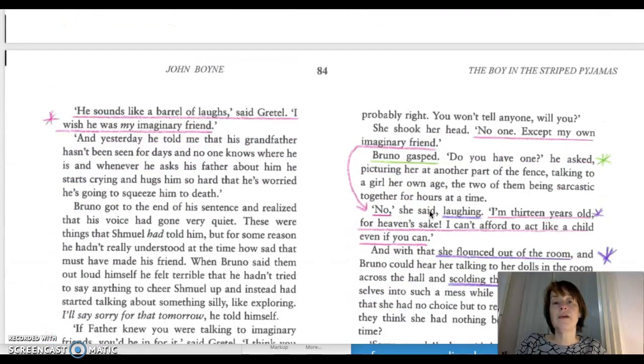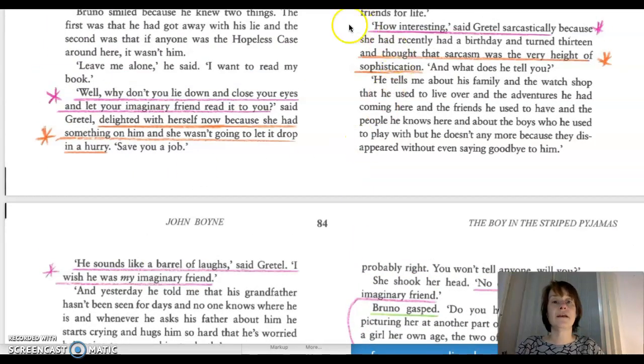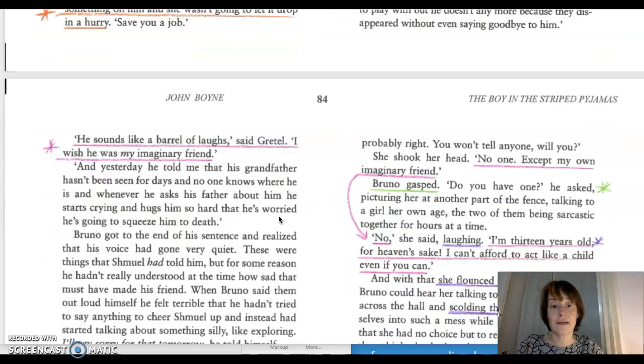Okay. Here we have an example of sarcasm. He sounds like a barrel of laughs, said Gretel. I wish he were my imaginary friend. You can hear her voice. You can hear it. And this is her speech, and that supports here the idea that she thinks sarcasm is the height of sophistication. Okay?